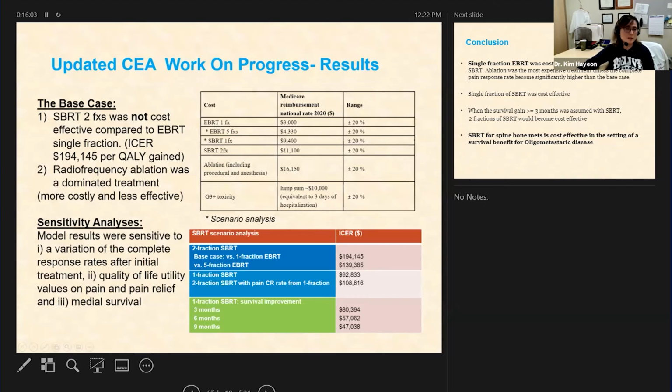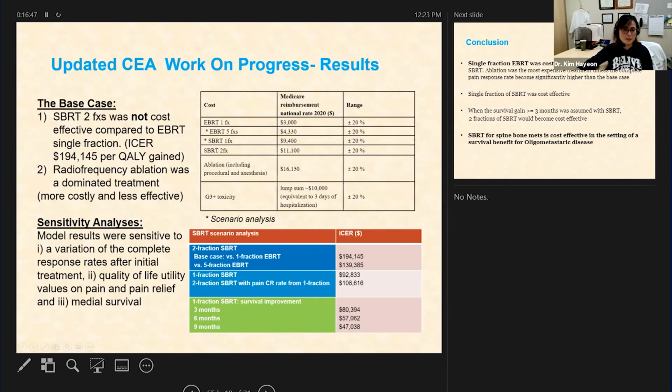So the updated CEA still shows SBRT wasn't cost effective. Also, radiofrequency ablation was a very expensive treatment compared to SBRT and single fraction EBRT. However, sensitivity analysis shows that the model was sensitive to variation of the complete response rate. A higher complete response rate will give a better result, of course, and also quality of life utility values for the pain, which was very similar to my previous analysis. And the third one is median survival. So here is the scenario analysis.